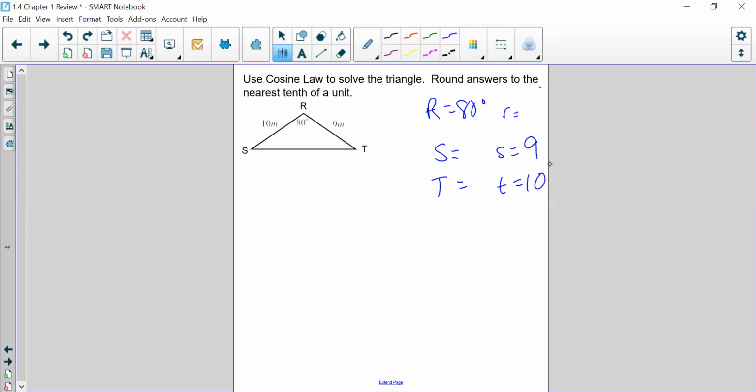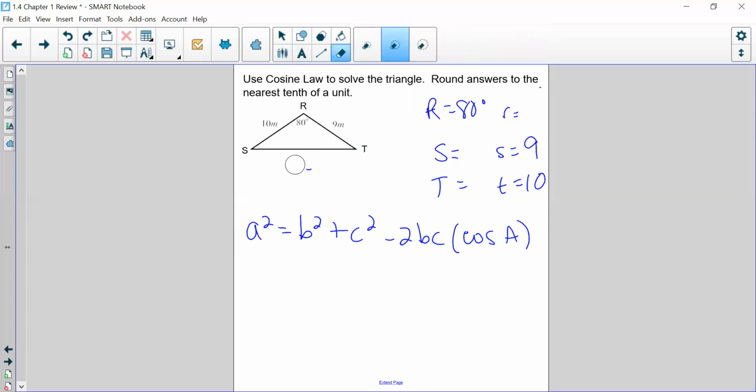And with cosine law, I'm going to solve for the missing side first. So I'm going to be solving for this. Just for the sake of our formula, I'm going to label this as A for a minute. Your cosine formula is A squared equals B squared plus C squared minus 2BC cosine A. If you want to rearrange your formulas, what we're solving for here is R. This would be angle R, and we could switch this and make this S and T.